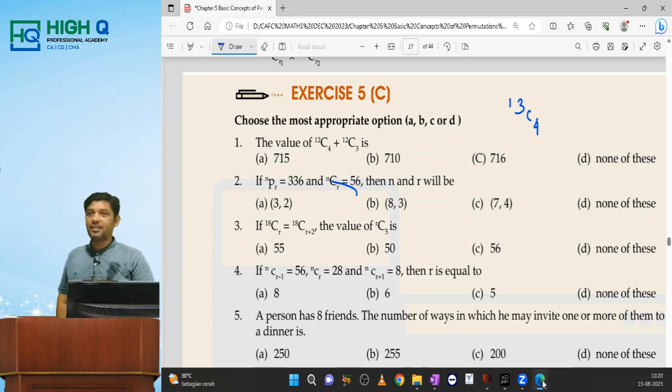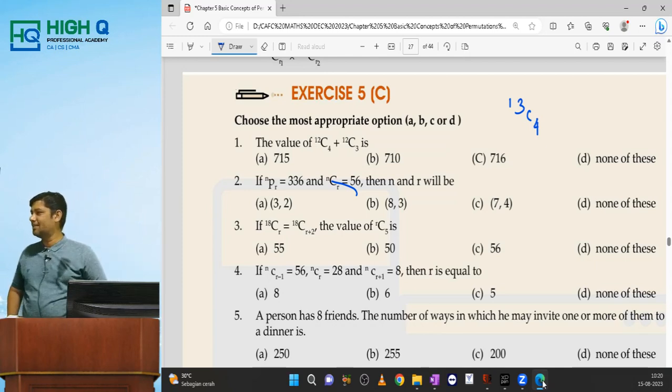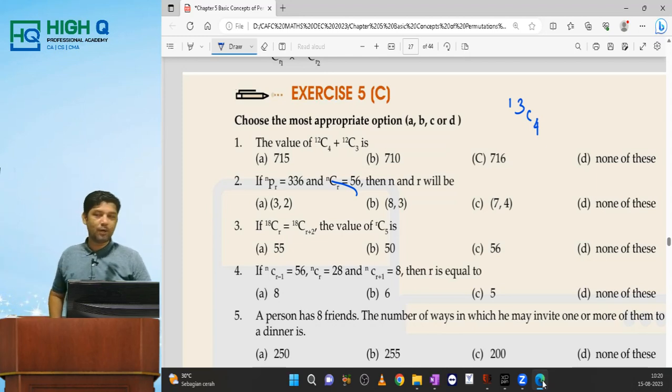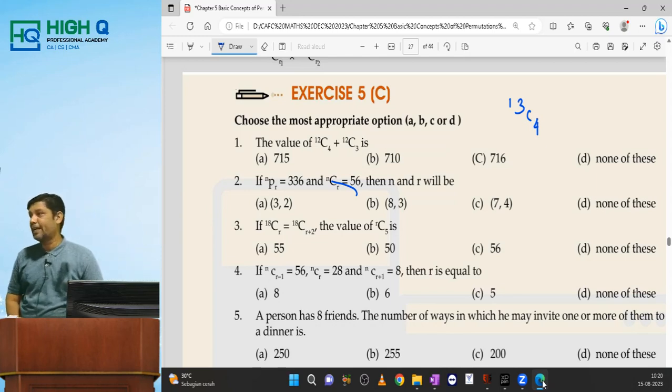So 336. Definitely the first option is 3, 2. This cannot be my answer, it's a very small number I am going to get. Next option is what? 8, 3. So if it is 8, 3, it can be my answer. Okay, it can be my answer.